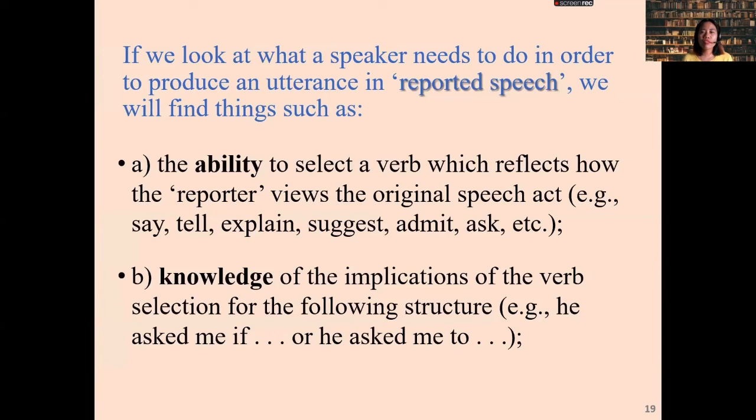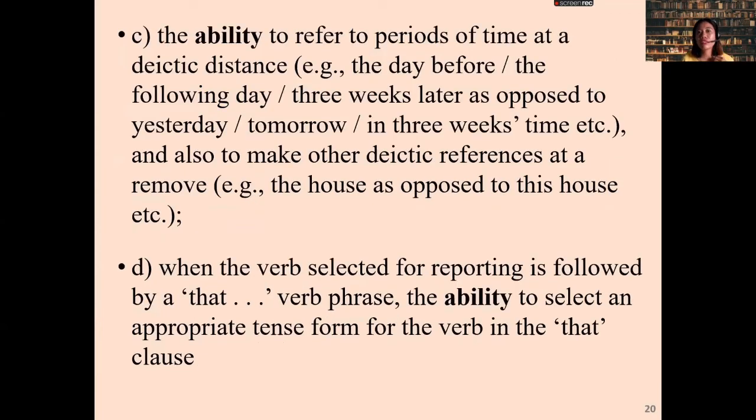So if you look at what a speaker needs to do in order to produce an utterance in reported speech, we'll find things such as the ability to select a verb which reflects how the reporter views the original speech, such as say, tell, explain, suggest, admit, because you have to really consider that. You cannot just say all the time, he said, she said. You can say that she explained that, Maria suggested that, and the knowledge of the implications of the verb selection for the following structure, and the ability to refer to the periods of time.